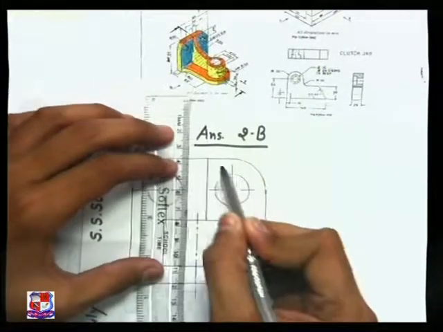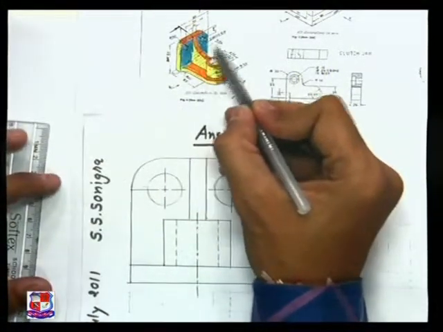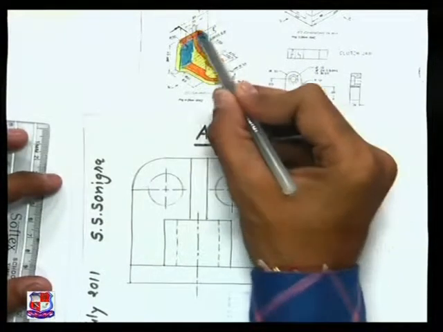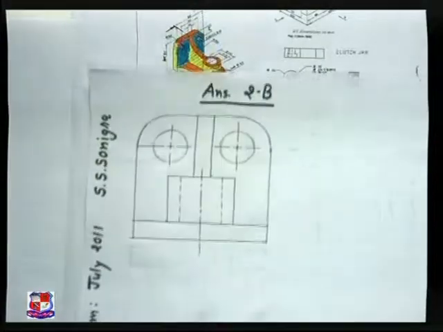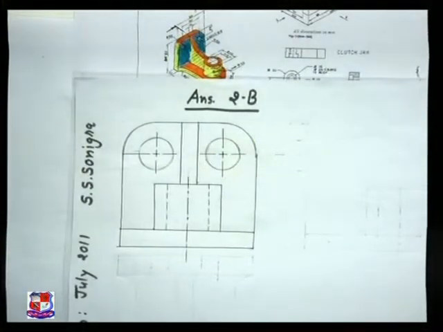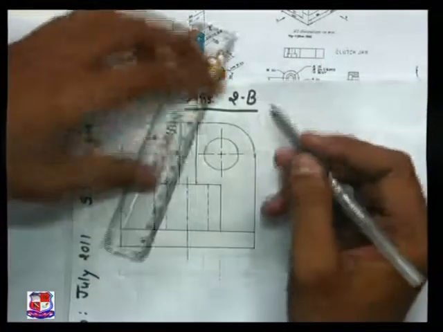So draw two vertical lines like this. The distance between these two lines would be given over here, that is 10 mm. Here 10 mm is given, so this distance would be 10 mm, and so this is the front view of the given object. You can insert the dimensions like this.